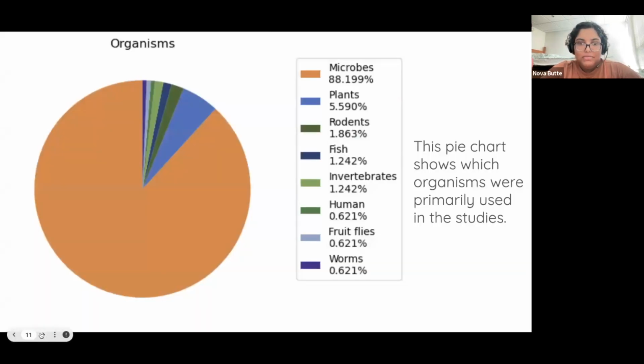Oh, it's loading. Interesting. Uh-oh. Tech issues, yay.